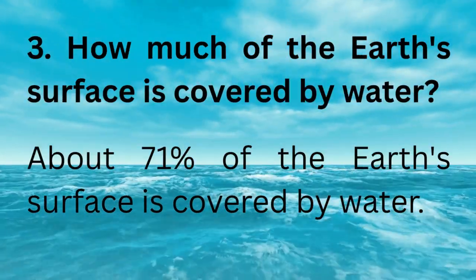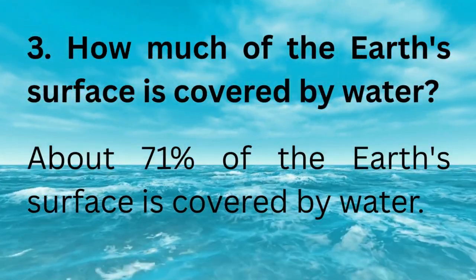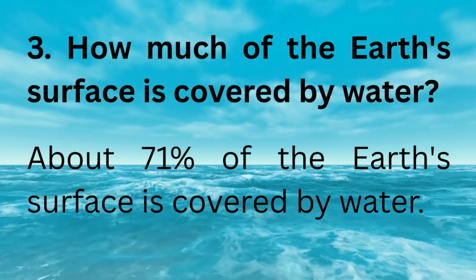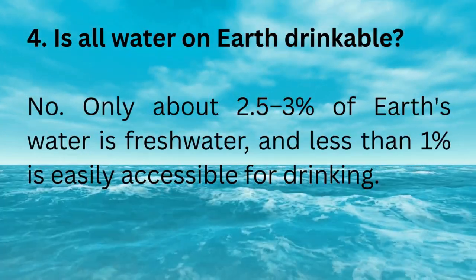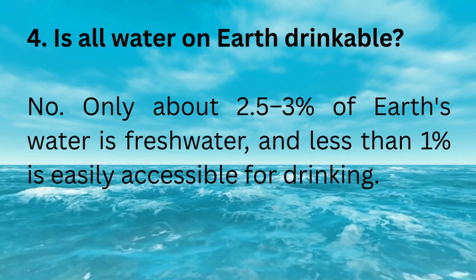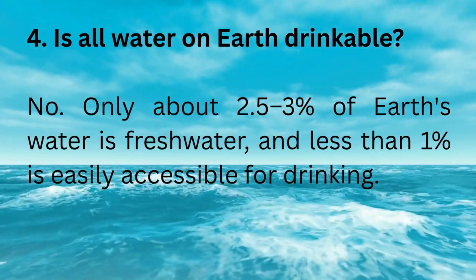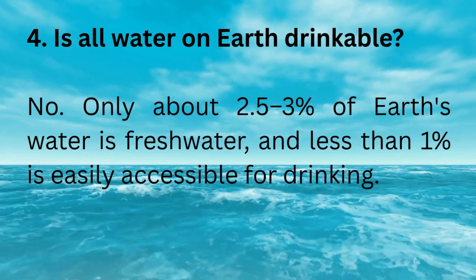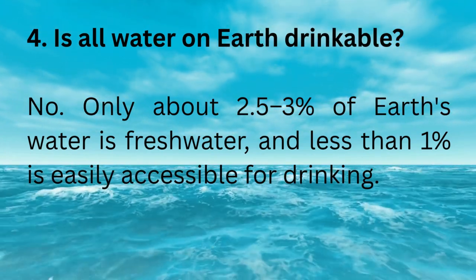3. How much of the Earth's surface is covered by water? About 71% of the Earth's surface is covered by water. 4. Is all water on Earth drinkable? No. Only about 2.5 to 3% of Earth's water is freshwater, and less than 1% is easily accessible for drinking.